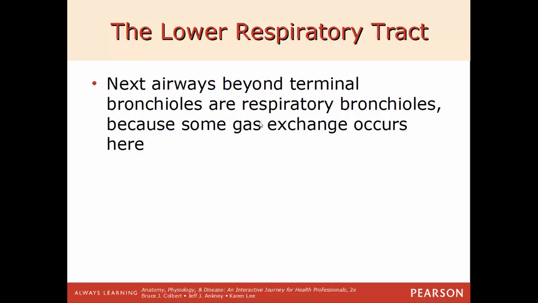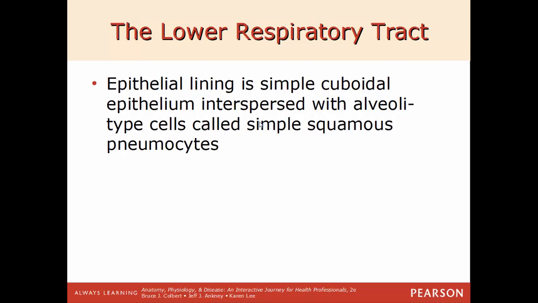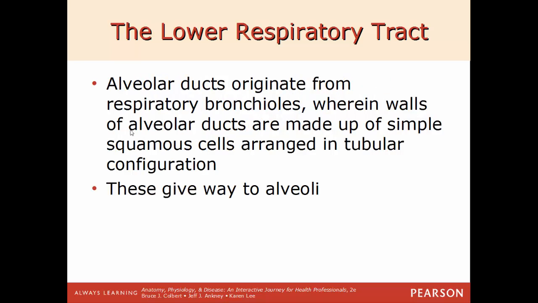So the next airways beyond the terminal bronchioles are called the respiratory bronchioles, because this is where gas exchange actually occurs, in the respiratory zone. The epithelial lining is now simple cuboidal epithelium, interspersed with the alveolar cells called simple squamous pneumocytes. Now the alveolar ducts will originate from the respiratory bronchioles, and the walls of the alveolar ducts are made up of simple squamous cells arranged in a tubular configuration. Now it's these that will give rise to the alveoli, where you actually have the gases exchanged.